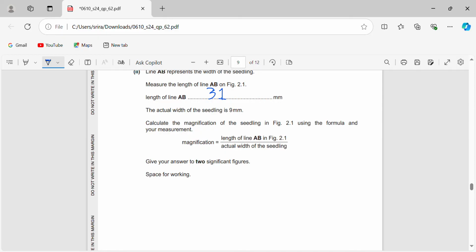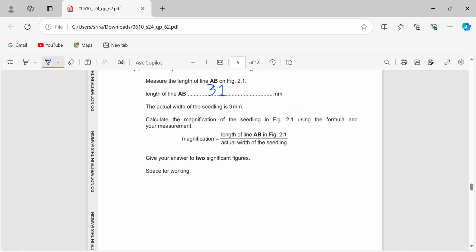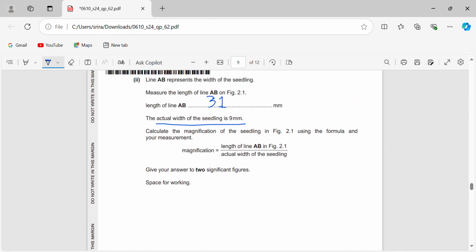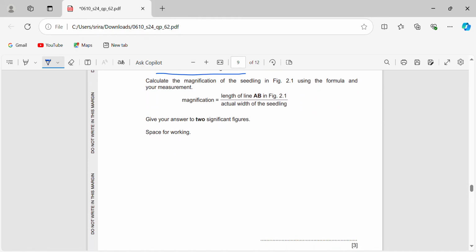So now IGCSE is kind enough to just give us the formula for magnification and the values. So this is an easy 3 marks to score here. It's very easy. Just follow the instructions as they're given. So actual width of the seedling is 9 millimeters. Length of line AB which you measure is 31 millimeters. So simply for magnification they've given length of line AB by actual width. So that's just going to be 31 by 9. You run this in your calculator. It should be somewhere around 3.4, I think.